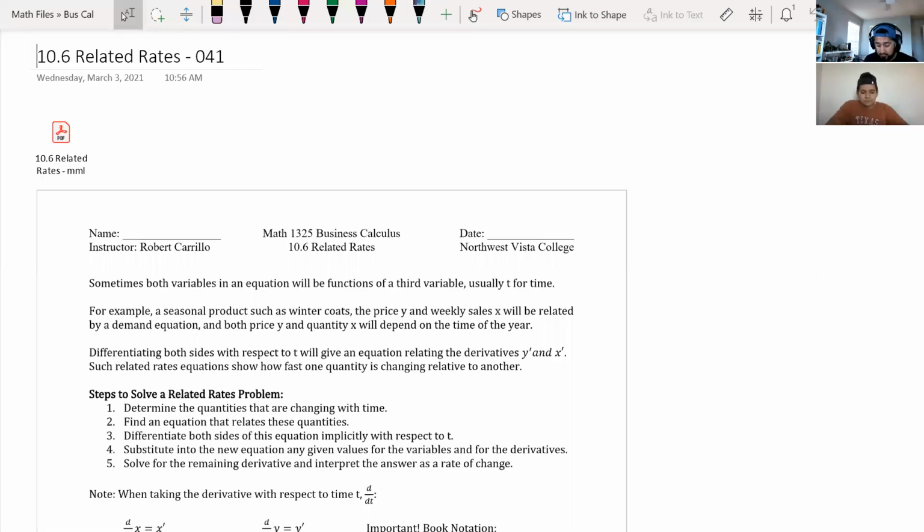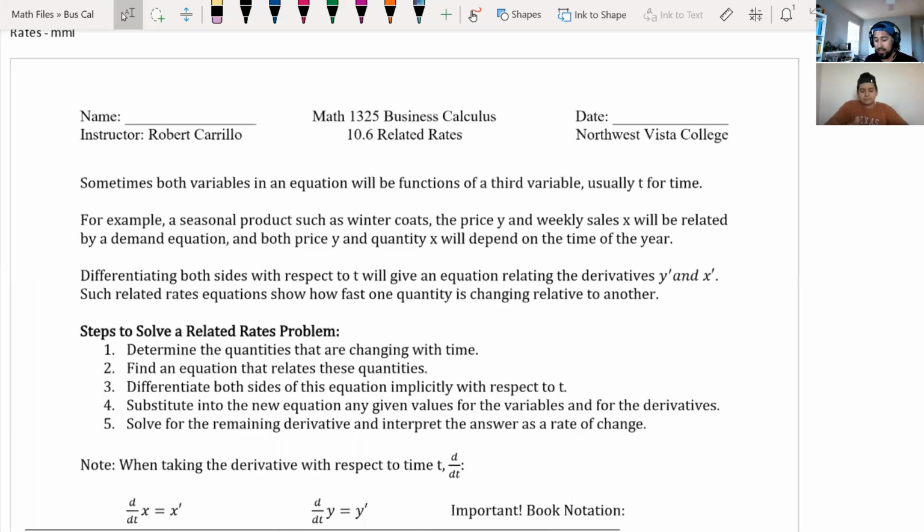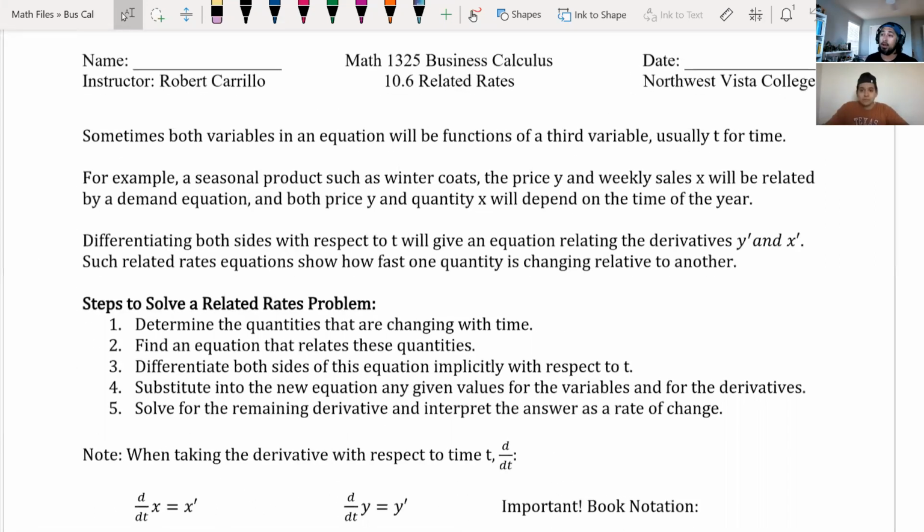Okay. So last class we had implicit differentiation. Related rates is going to use that method again of implicit differentiation, but this time instead of deriving with respect to x, we are now going to derive with respect to time. So now x and y are going to be implicitly derived with respect to time. And this is the way related rates works.